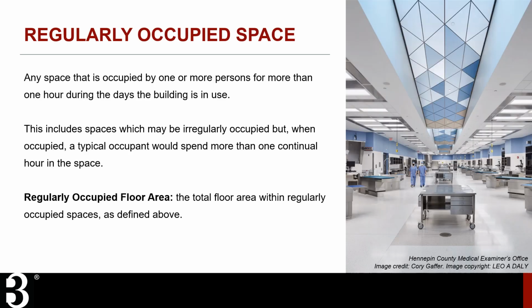For the purposes of the B3 Guidelines, and specifically for Guideline I.5, lighting and daylighting, a regularly occupied space is defined as any space that is occupied by one or more persons for more than 1 hour during the days the building is in use. This includes spaces which may be irregularly occupied, but when occupied, a typical occupant would spend more than 1 continual hour in the space. The floor area of these regularly occupied spaces is defined as the regularly occupied floor area. Floor area is a component of the B3 daylighting worksheet that we will cover later in the slides.